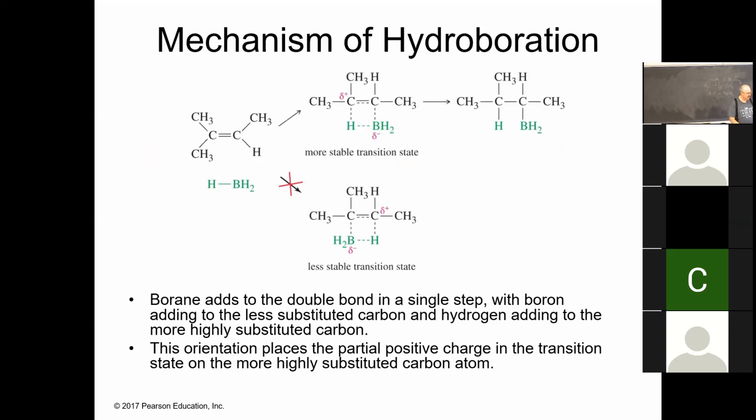Okay, so here is the mechanism of hydroboration. The key difference here between this and, say, HCl is the polarity of the starting material. If we consider something like HCl, we know that chlorine is much more electronegative than hydrogen. So hydrogen is electron deficient. It has a partial positive charge.